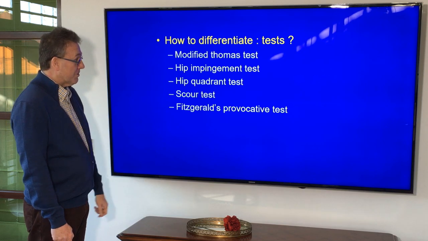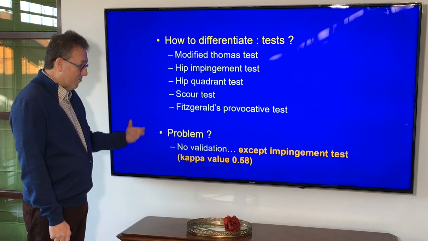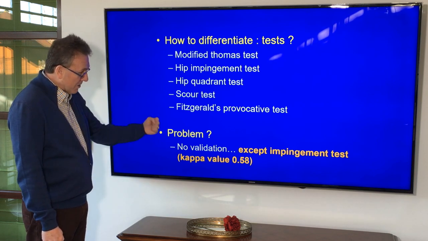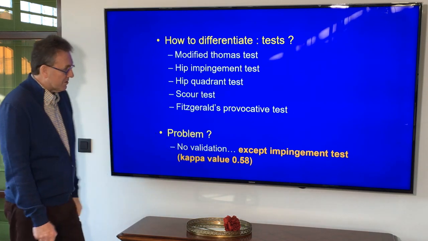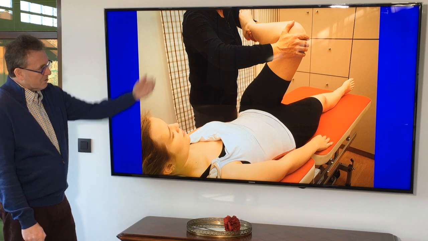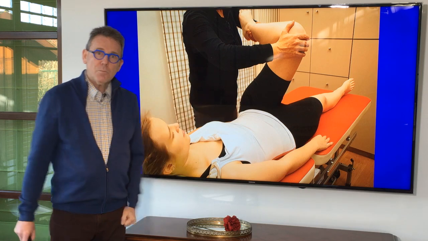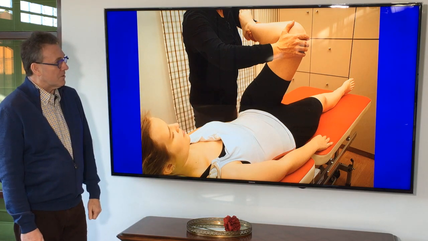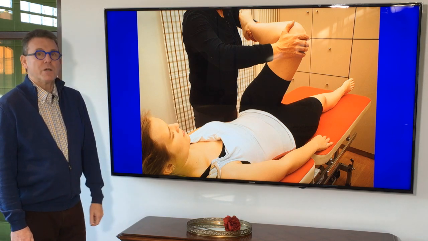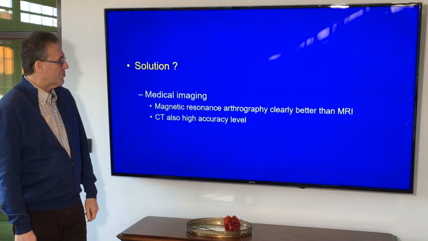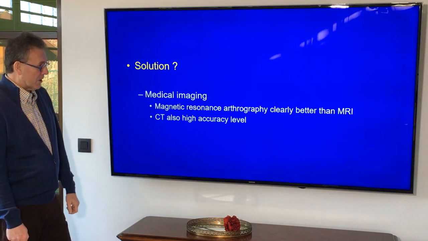That looks nice in theory, but the problem is they are all irrelevant. Yeah? They don't have a good validity, except for one test. The impingement test seems to have a better validity. So we're talking about this test: some flexion, some adduction, some medial rotation, and then provoke quite intensively. Okay. So if this test would be positive, then perhaps it's a good idea to refer the patient for medical imaging, okay, to really confirm the diagnosis.